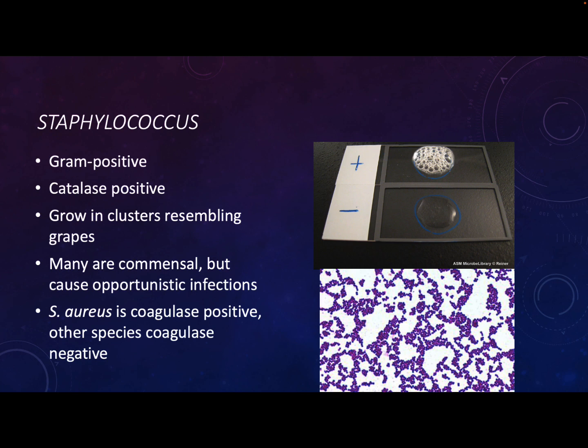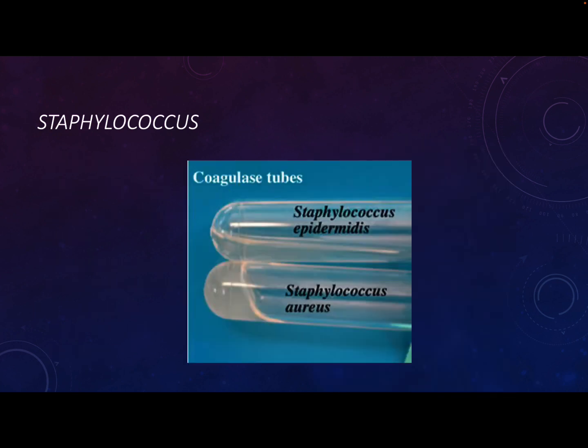And the way you do that is that Staph aureus is the only one that is coagulase positive. Coagulase, it coagulates, right? It causes clot formation. You can do that in a test tube where with Staph epidermidis, for example, the solution will always be liquid. Staph aureus will cause it to coagulate, to solidify. So you can easily differentiate them in the lab that way.